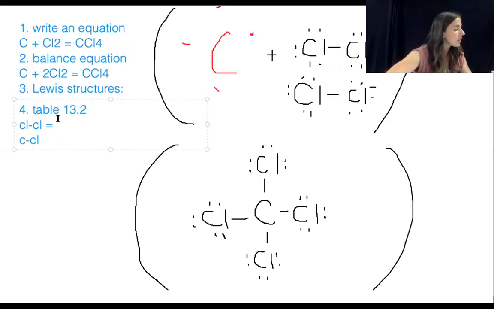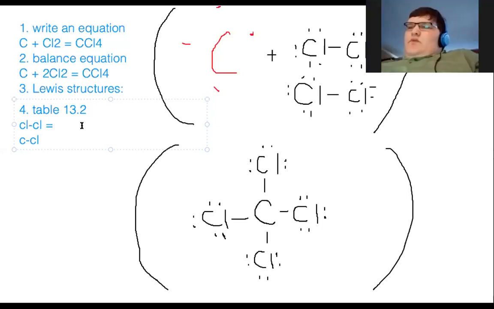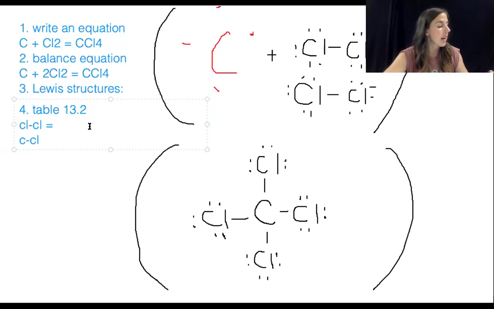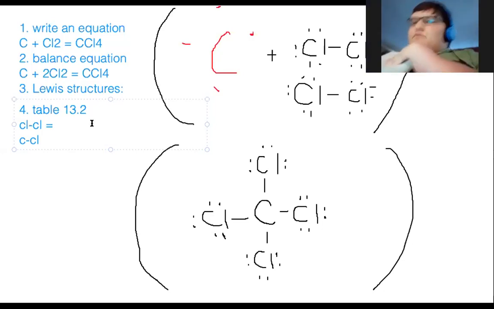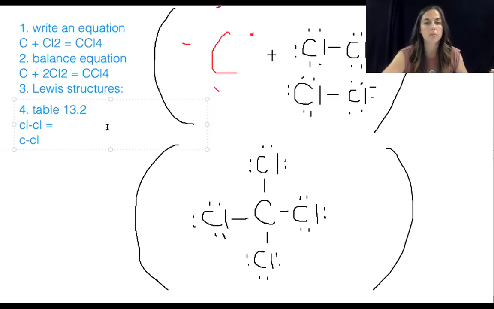So a single bond of chlorine to chlorine, somebody tell me how much that is based on the table. How many kilojoules per mole? Anybody? Chlorine to chlorine? Would it be 2 Cl2? No. We're just looking at the table to find out the bond energy of one chlorine to chlorine bond. So look at table 13.2.